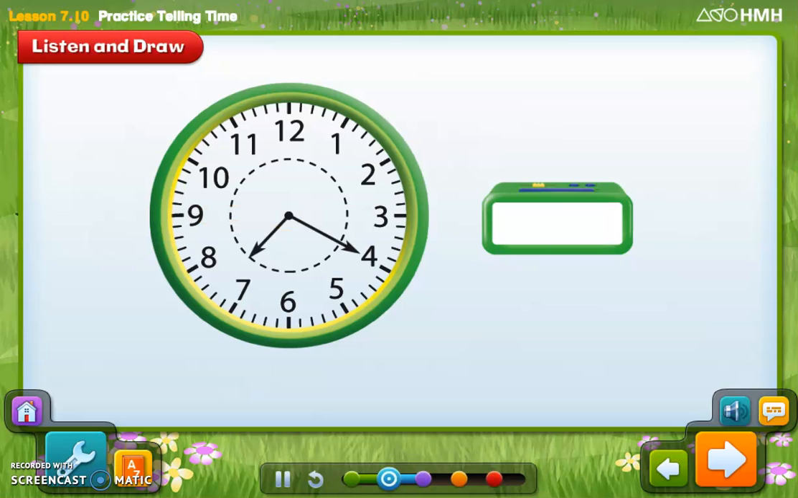This clock shows 7:20. Let's show this time on the digital clock. The hour hand points between the 7 and 8. And the minute hand points to the 4, which means 20 minutes have passed. The time on this clock is 12:10. Let's show this on the digital clock. The hour hand points between the 12 and 1. And the minute hand points to the 2, so 10 minutes have passed.